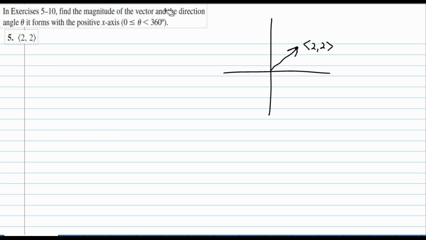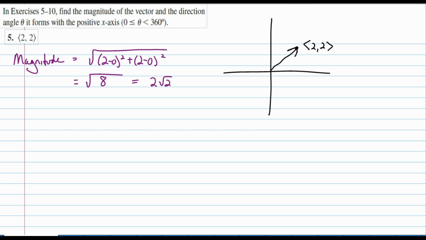If I'm going to find the magnitude, I'm going to look at the square root of a squared plus b squared, and then that's 2 squared plus 2 squared, which again I did the minus 0 in case you have a vector that doesn't start at the origin. And that's square root of 8, which is 2 square root 2. So the magnitude of our vector, the length, is 2 square root 2.